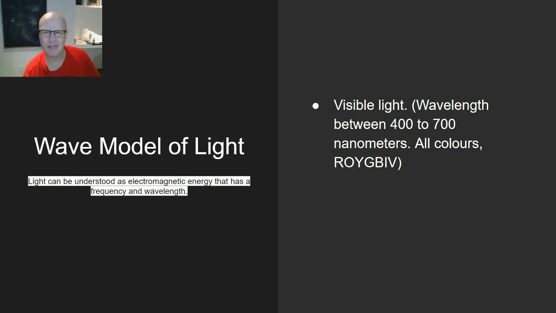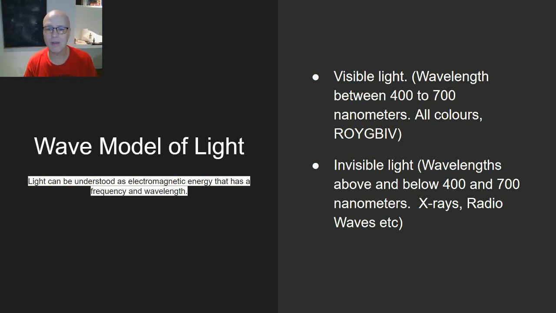Is that everything? Like, is that everything when we're talking about light energy, when we're talking about electromagnetic energy? No, because there's the invisible stuff that I promised you before. That's wavelength above and below 700 nanometers.